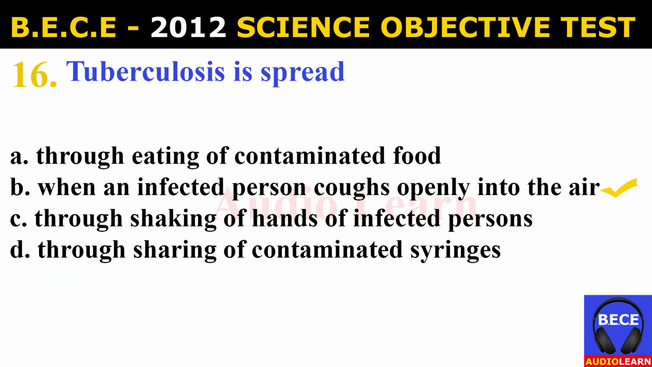Number 16. Tuberculosis is spread A. Through eating of contaminated food. B. When an infected person coughs openly into the air. C. Through shaking of hands of infected persons. D. Through sharing of contaminated syringes. And the answer is B. When an infected person coughs openly into the air.